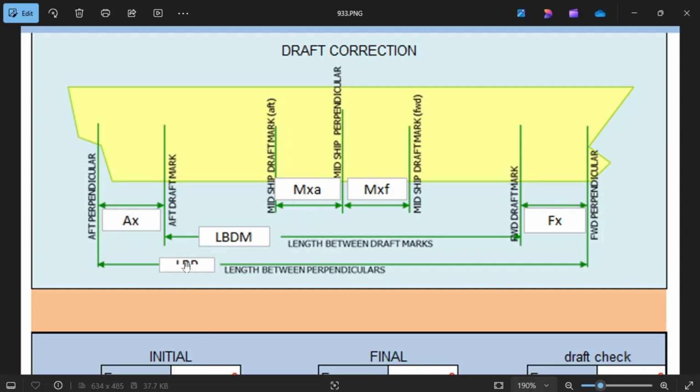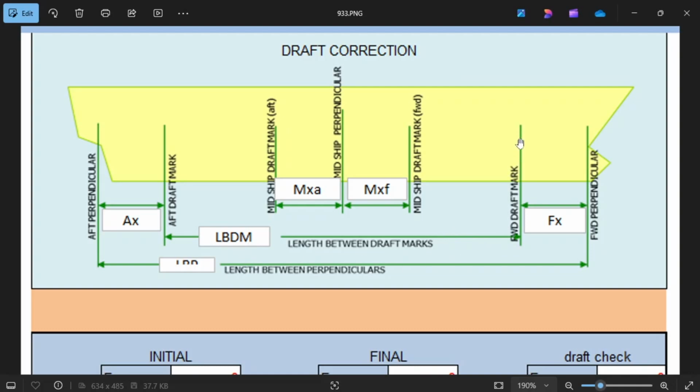On the other hand, if this is your up perpendicular and this will be your up draft, the distance from up draft to your up perpendicular will be your up correction. So you apply this up correction to your draft survey. So with your forward correction, then you apply the draft survey. Okay. Now this up draft and this forward draft, the distance between up draft and your forward draft, that is what you call length between draft marks.